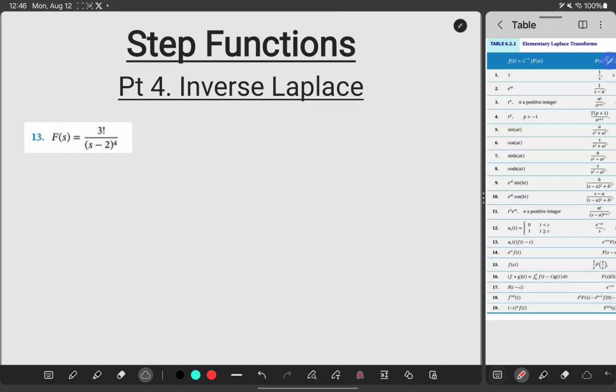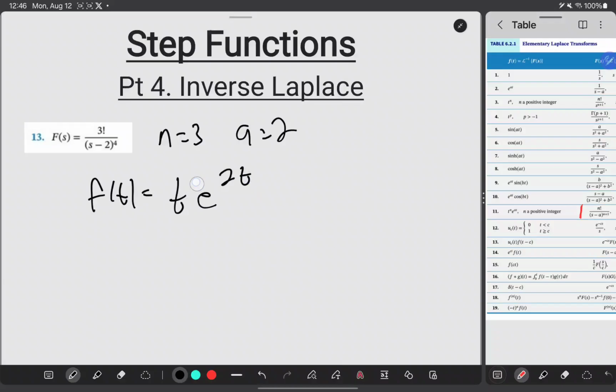So, this first one's pretty straightforward by the looks of it. We're going to use, let me look over here. It looks like this one right here, right? So we're going to use 11. Our n is equal to 3, and our a would be 2. So if I were to write this, our f of t would be t^n e^(at). So t cubed e^(2t). And that's it. Very straightforward, right?